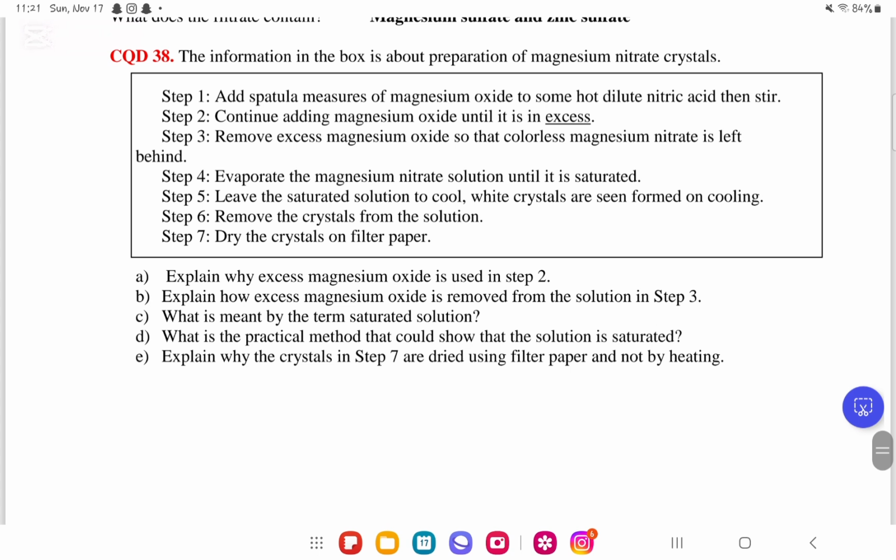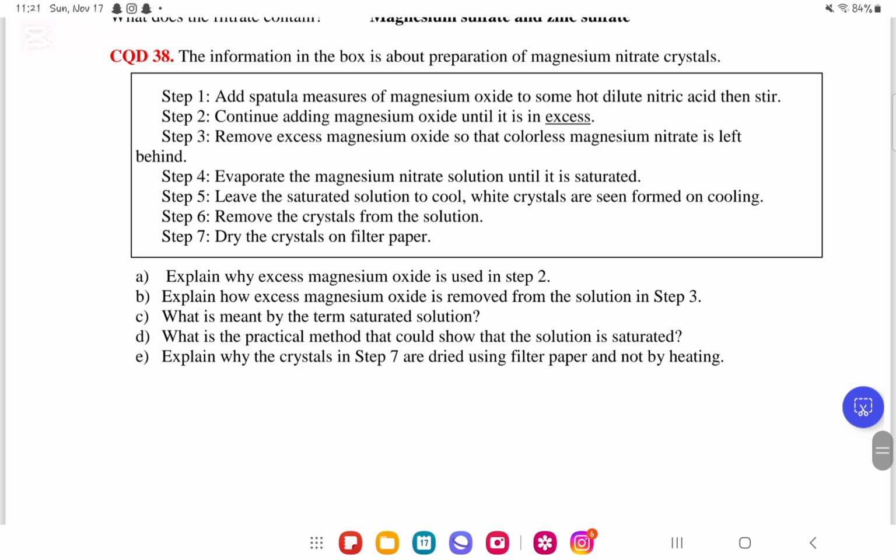Step 2, continue adding magnesium oxide until it is in excess. Step 3, remove excess magnesium oxide so that colorless magnesium nitrate is left behind. Step 4, evaporate the magnesium nitrate solution until it is saturated. Step 5, leave the saturated solution to cool while crystals are seen formed on cooling. Step 6, remove the crystals from the solution. Dry the crystals on filter paper.